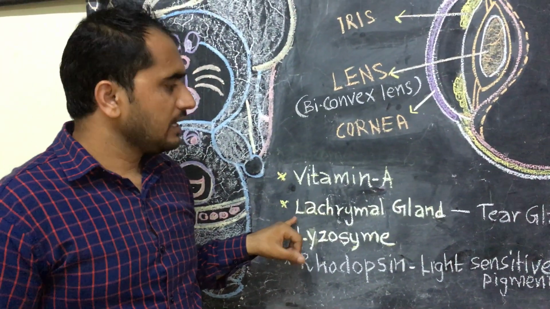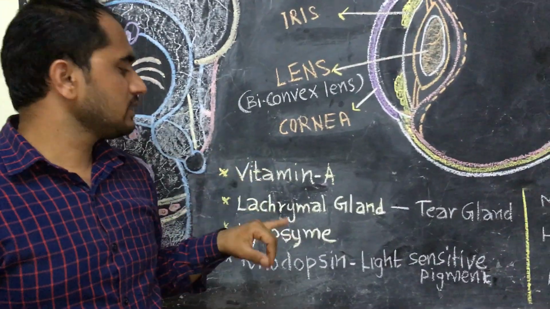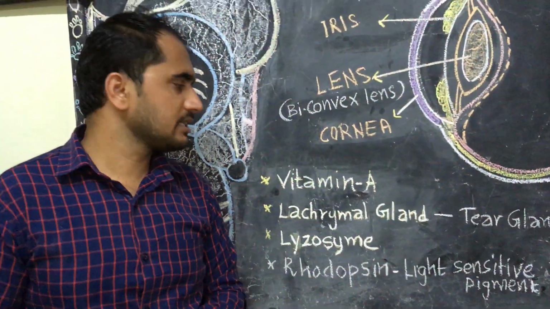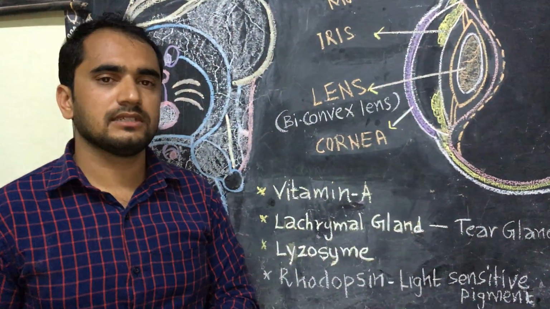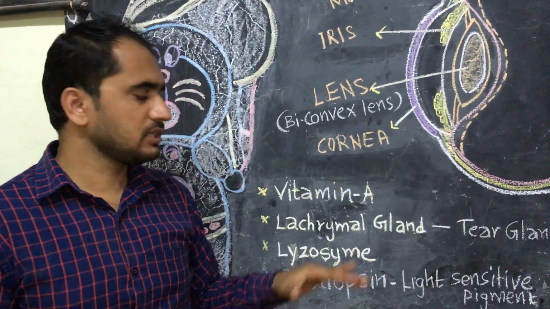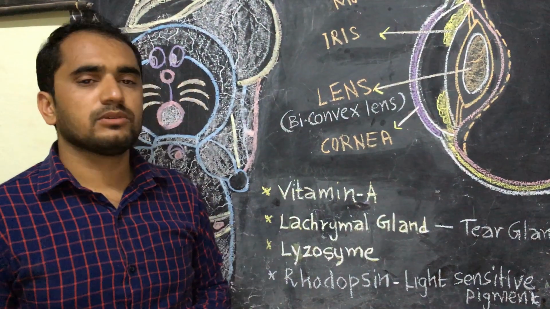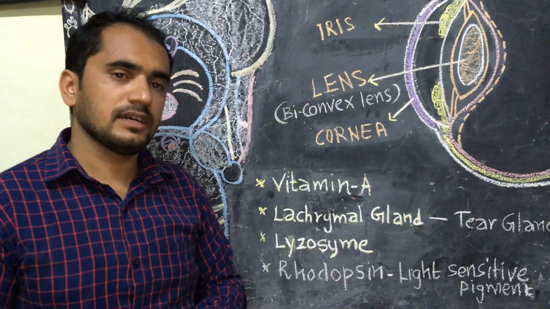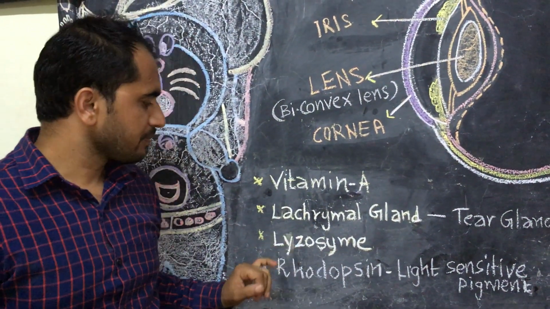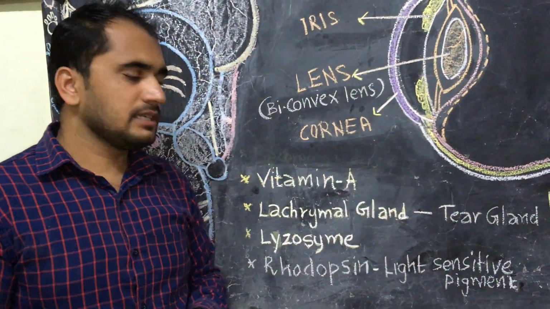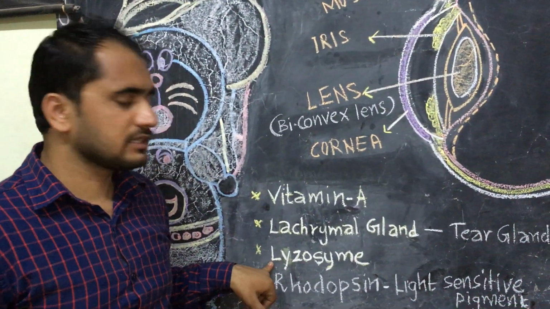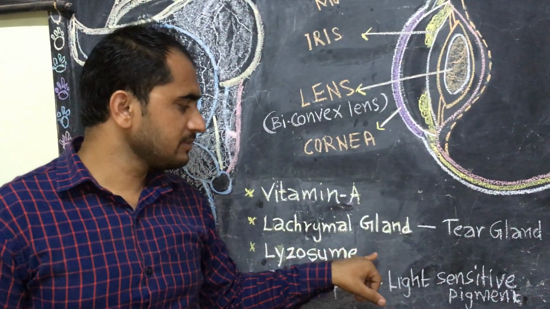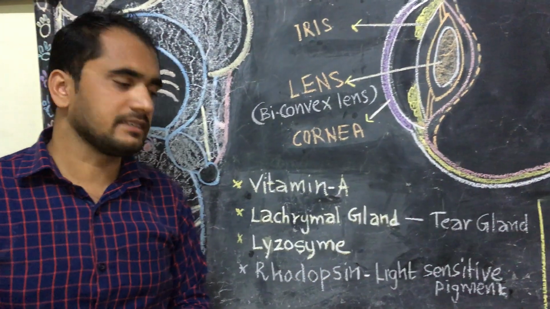The next is the lacrimal gland. Related to the eye, there is another point. The lacrimal gland is present in the eye. It is also called the tear gland, which produces tears from our eyes. You may be asked which gland is present in the eye. That is the lacrimal gland. And in our tears, there is an enzyme which is called lysozyme. This is a most important question which is asked in many exams, which enzyme is present in tears.